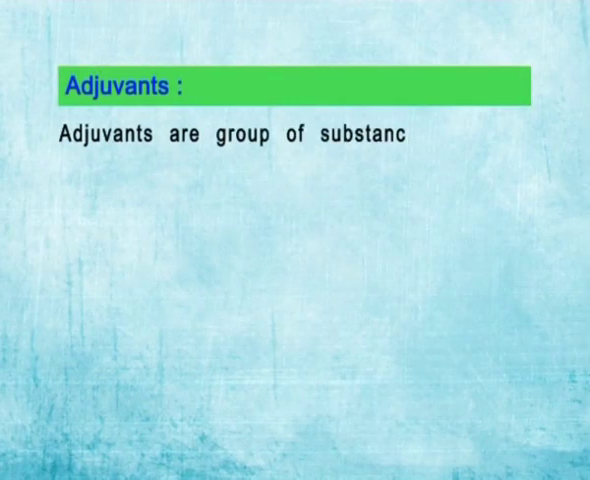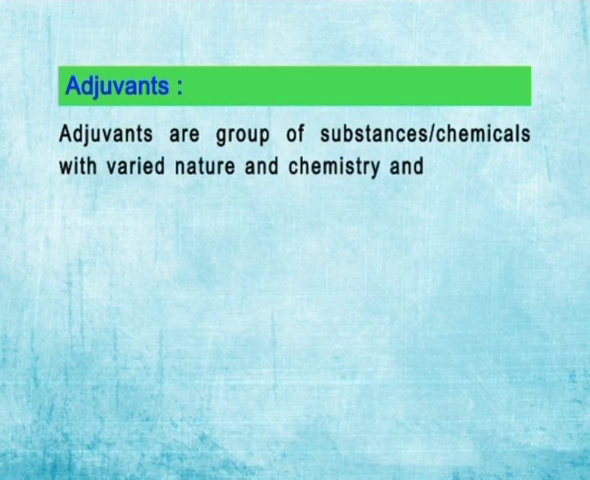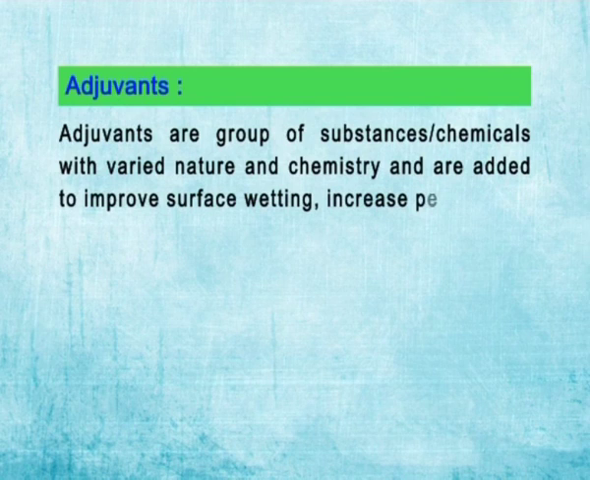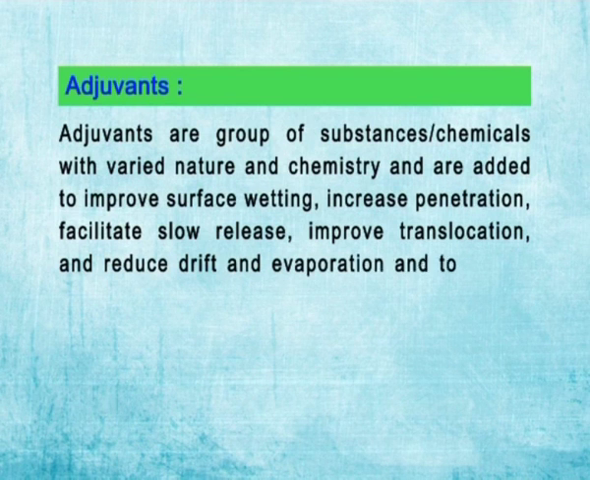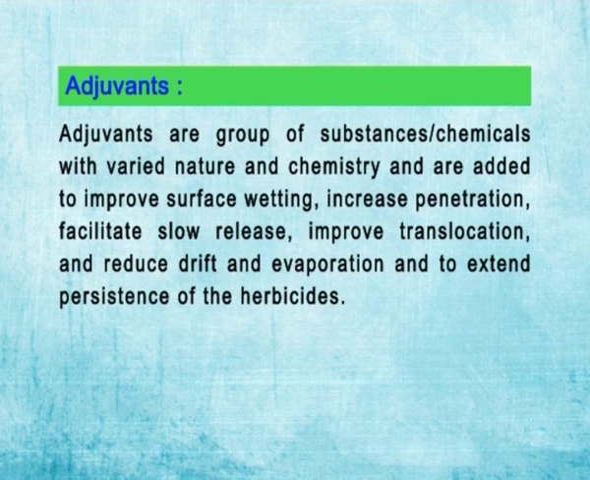Adjuvants are a group of substances or chemicals with varied nature and chemistry and are added to improve surface wetting, increase penetration, facilitate slow release, improve translocation, and reduce drip and evaporation, and to extend persistence of the herbicides. Adjuvants are also called additives because they facilitate and accentuate the emulsifying, dispersing, spreading, and wetting properties on other surfaces, and thus modify the properties of liquid and improve the herbicidal effect.